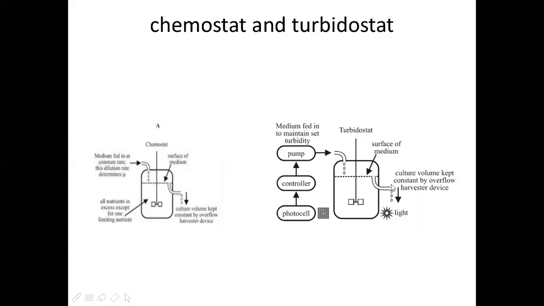This is the surface of the medium, and constant volume of harvest will be recovered from this place.